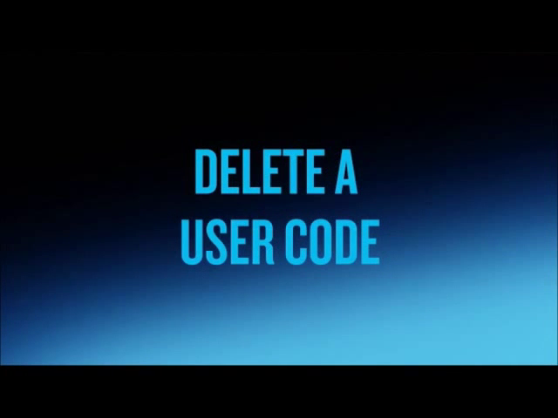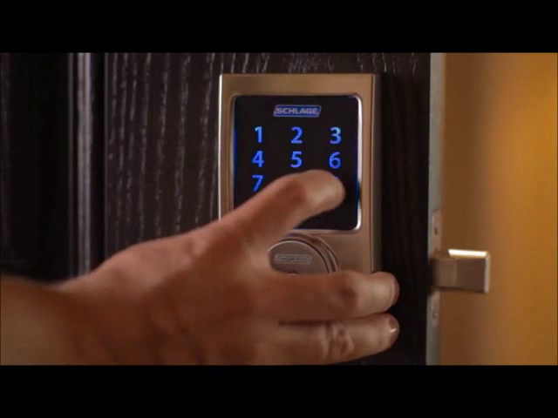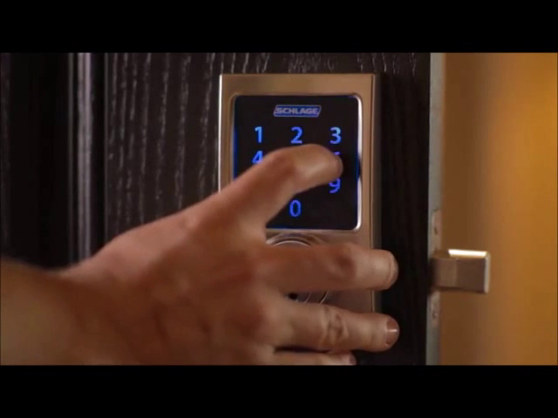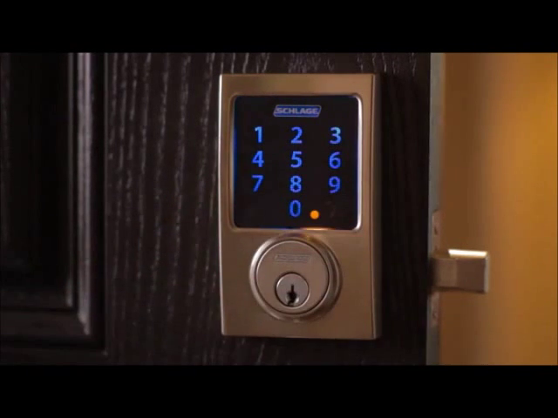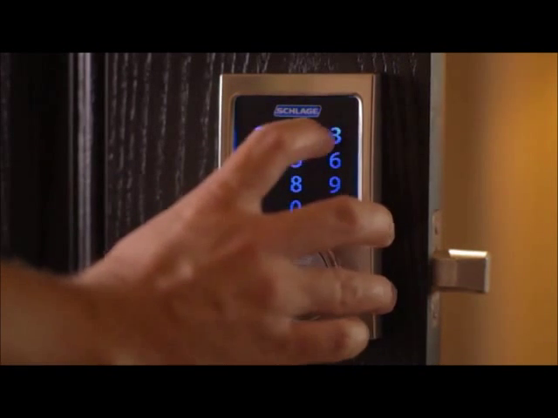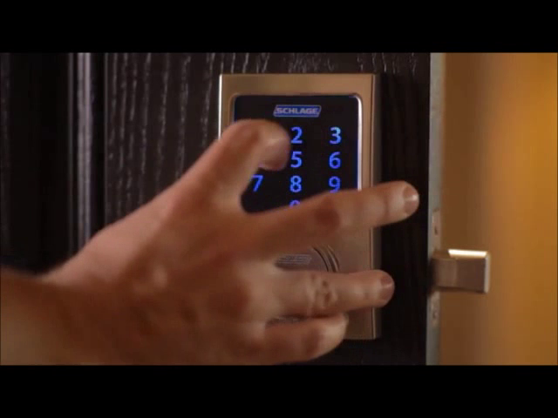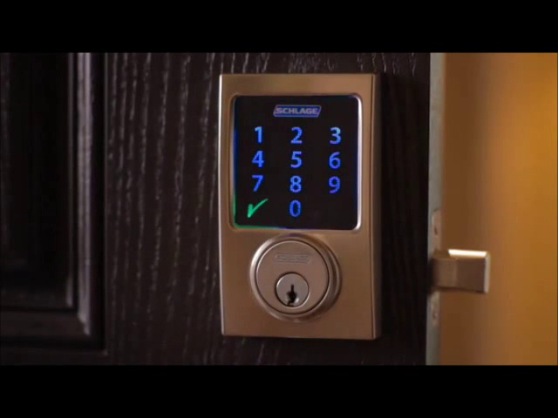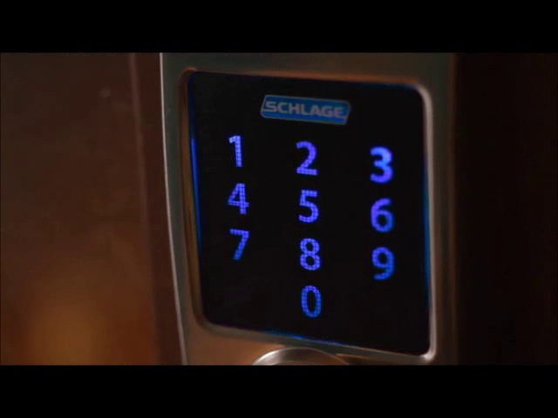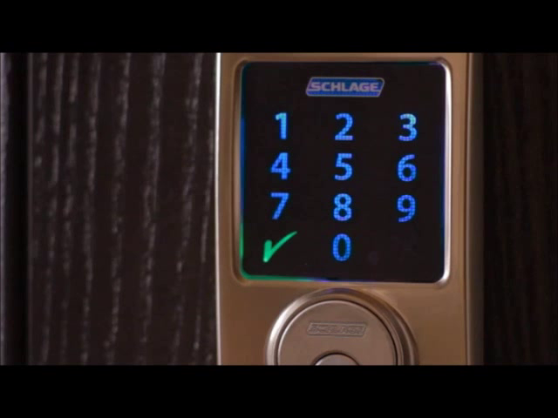To delete a user code, press the Schlage button, enter your 6-digit programming code, then press the number 2. Enter the 4 to 8-digit user code to be deleted once, then enter it again. The green check mark will blink and beep twice if your programming was successful, and the red X will blink and beep twice if there was an error. The most common error is 2 codes don't match.